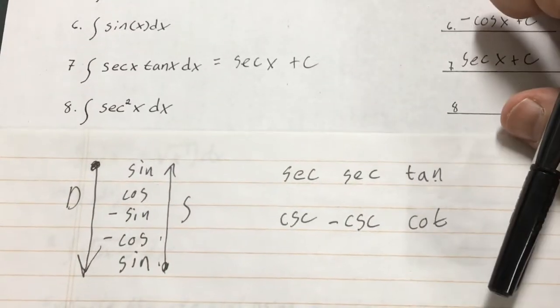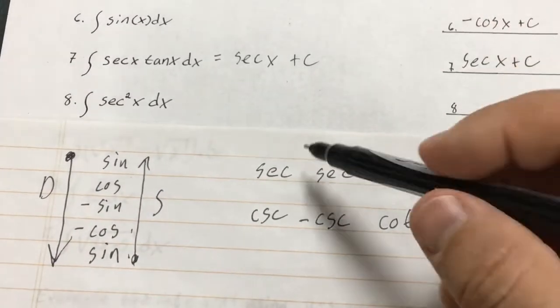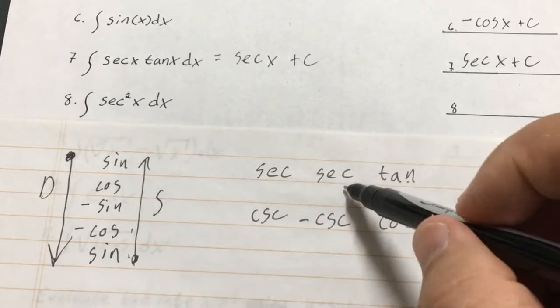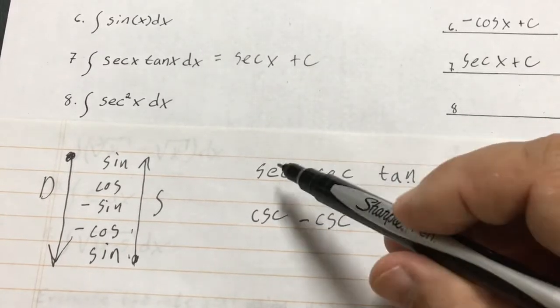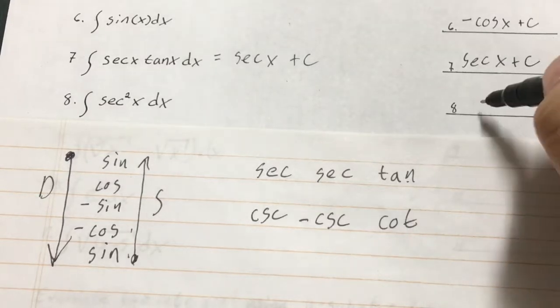The integral of secant squared. So, the derivative of tangent equals secant squared. So the antiderivative of secant squared is just tangent. So this one's going to be tangent x.